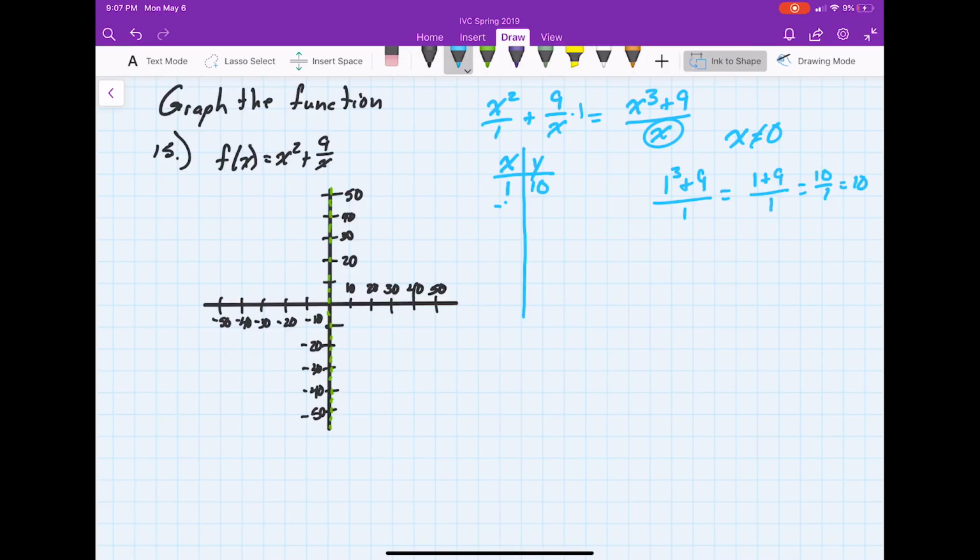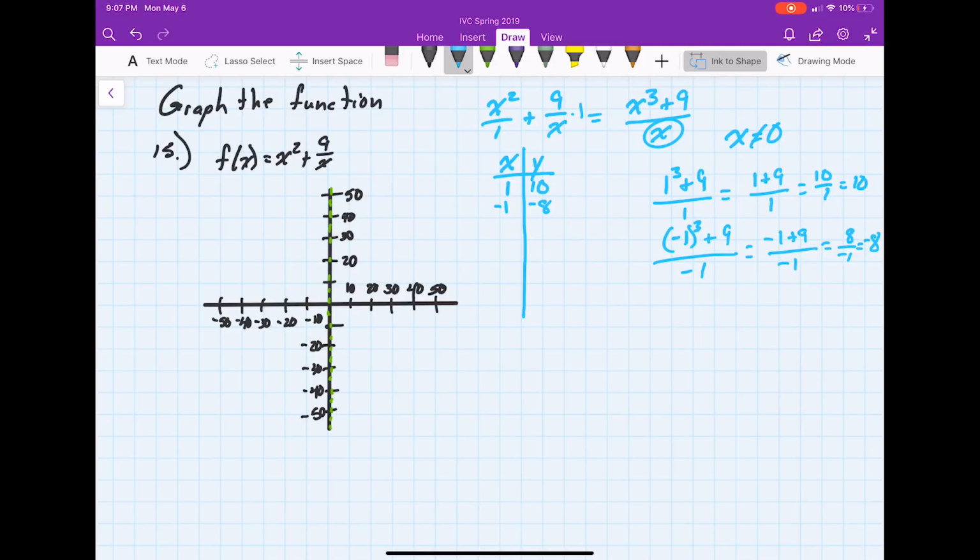Let me graph this first one. Or actually, let's do negative 1. Let's see what negative 1 gives us. So negative 1 to the third plus 9 over negative 1. Well, negative 1 times negative 1 times negative 1 gives us negative 1, plus 9 over negative 1. That is going to give us 8 over negative 1, so that'll end up being negative 8. So negative 1 yields us negative 8.